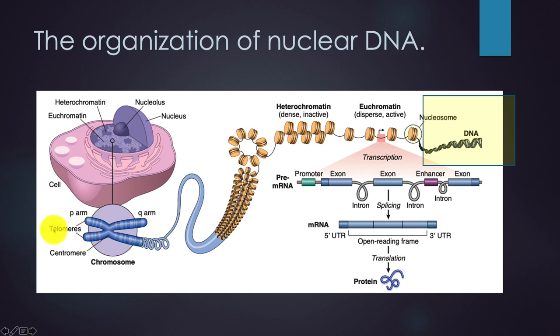So, can I zoom in here? Let me zoom in. So these telomeres have certain lengths. And as the cell gets older, the telomeres get shorter and shorter and shorter. And that is an indicator of how old the cell is. And when we talk about cellular senescence, we're talking about cellular aging, right?